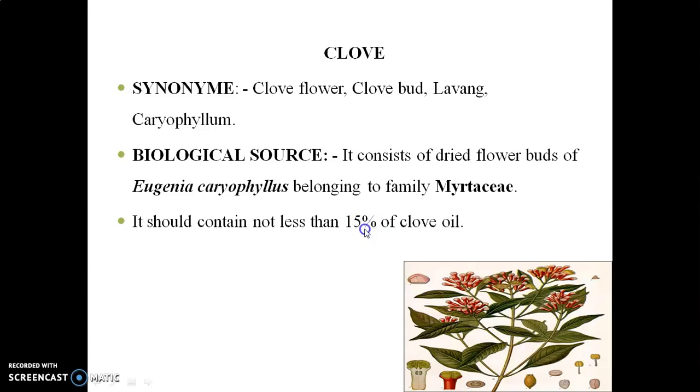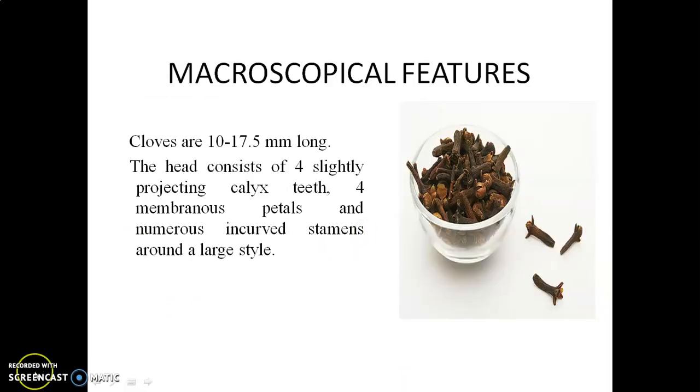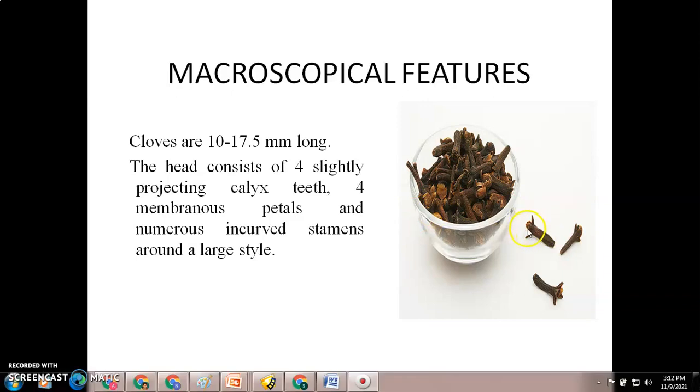Now regarding the macroscopy. The clove flowers are generally 10 to 17.5 mm long, consisting of a head portion which contains 4 slightly projected calyx teeth, and 4 membranous petals as well as numerous incurved stamens, which are present around a large style. So these are the general characteristics of the clove flower bud.